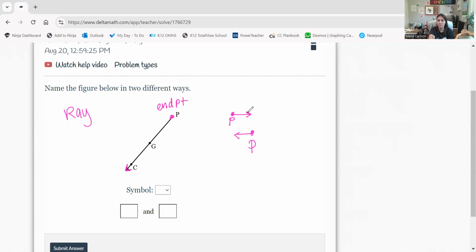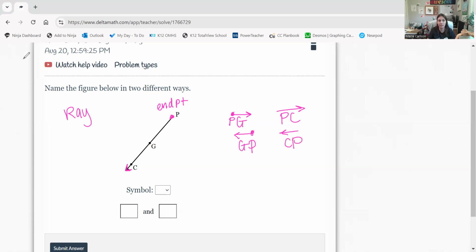So if I'm using the right-facing arrow, P comes first because P is our endpoint, and then I would pick another point. So maybe I do PG, or I could do PC. If our arrow was pointing to the left, however, I need P to be the second letter. So I could do GP, or I could do CP.